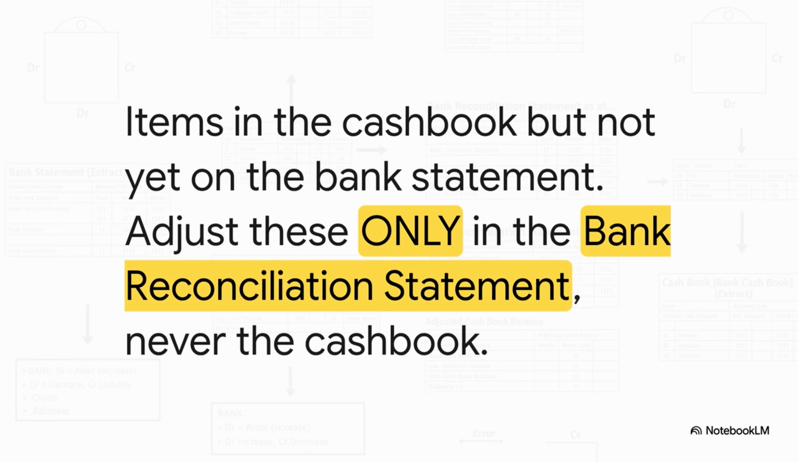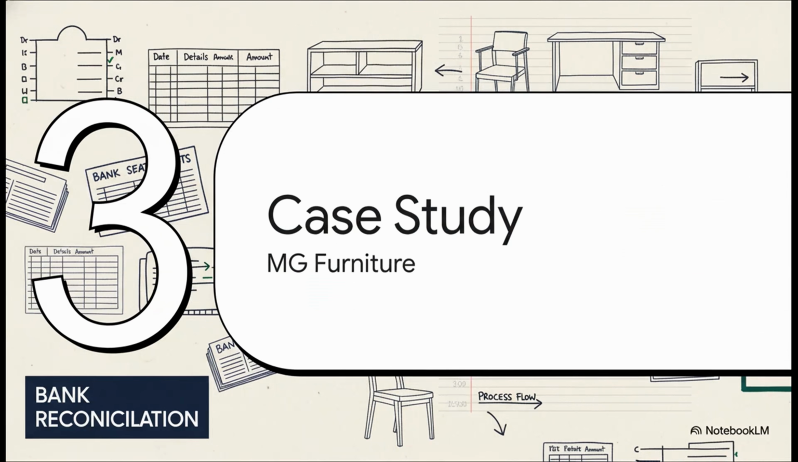Now listen up, because this is the most important rule. These items are never adjusted in the cash book. They belong exclusively in the bank reconciliation statement itself. Okay, that's enough theory. The best way to really understand this is to see it in action.